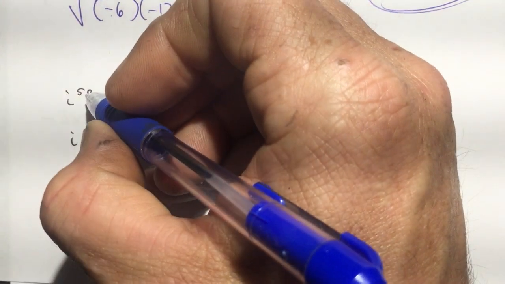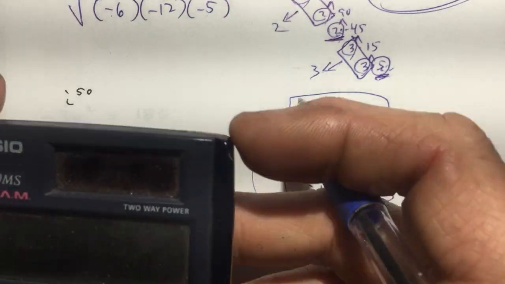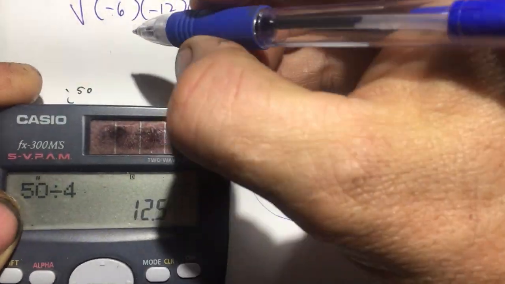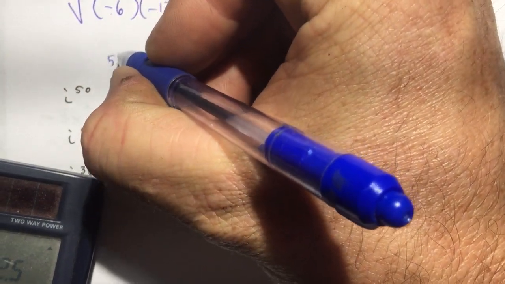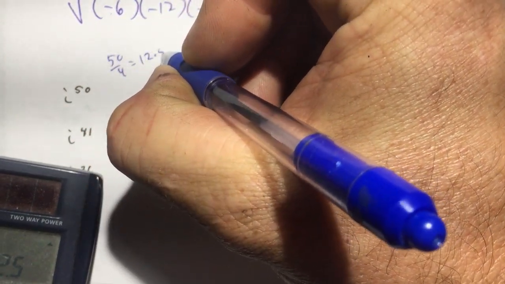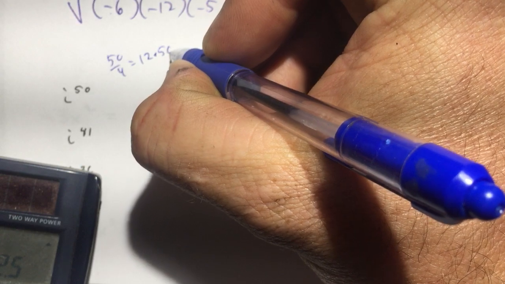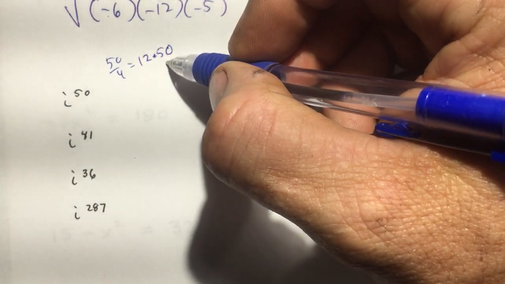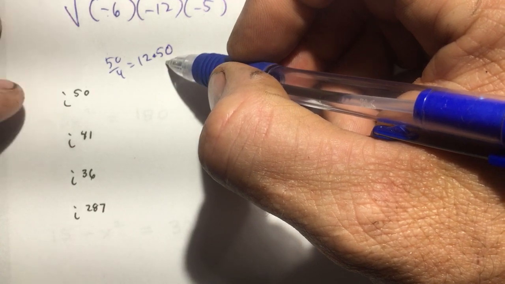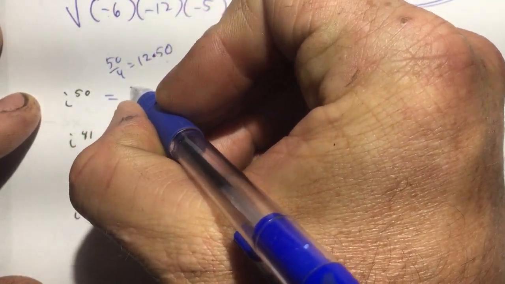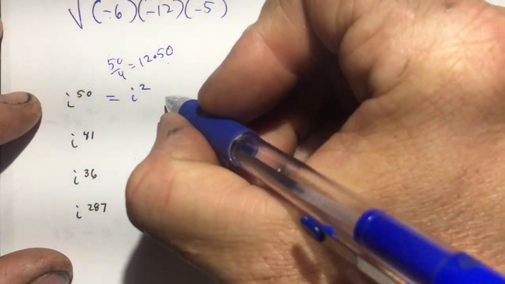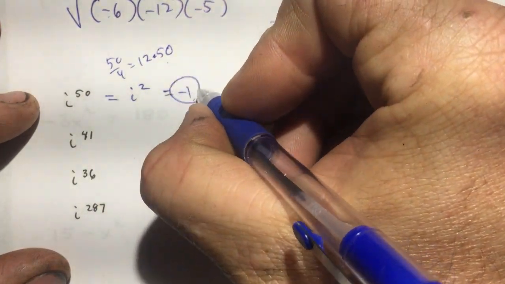It's like 50. Okay, here, let's take my calculator. 50 divided by 4 is 12.5. All right, well, there you go. That's not dollars and cents. Add the 0 on, and that's 50 cents. How many quarters is that? Well, it's 2. So this is the same thing as i squared. And i squared is negative 1. There's my answer there, negative 1.